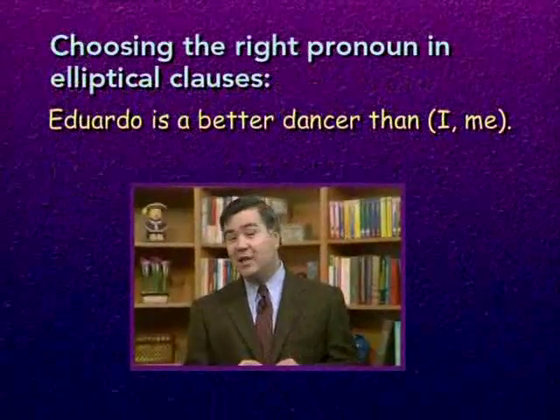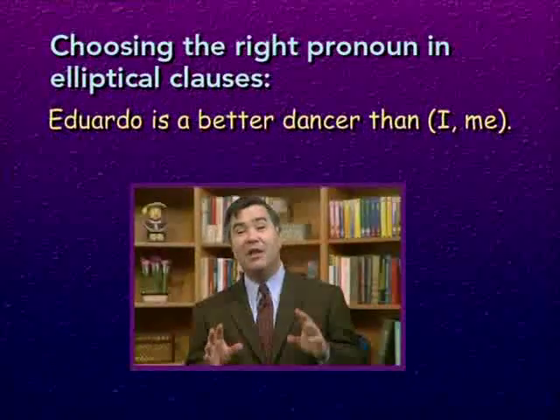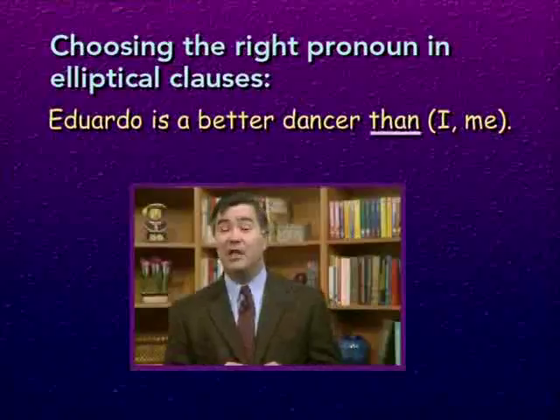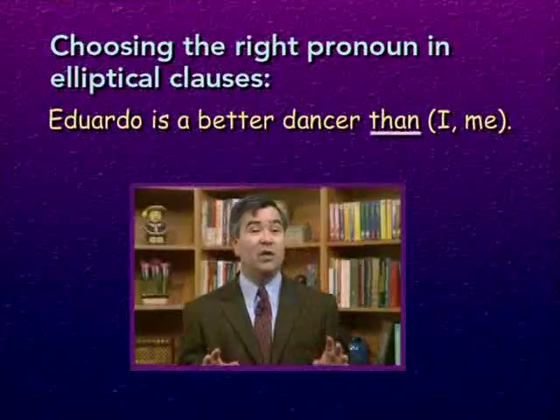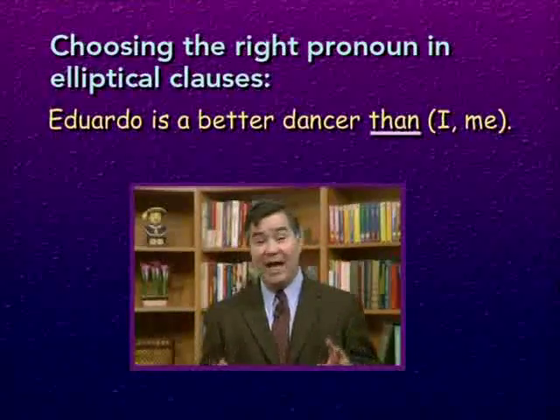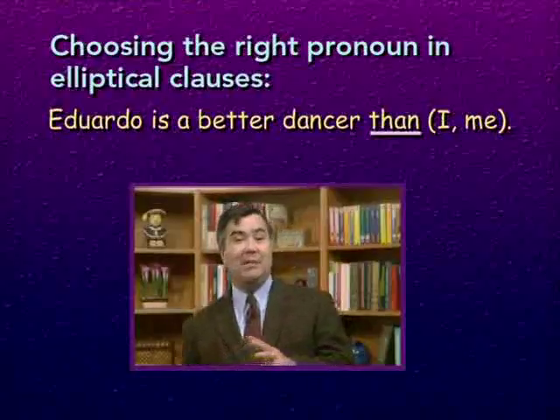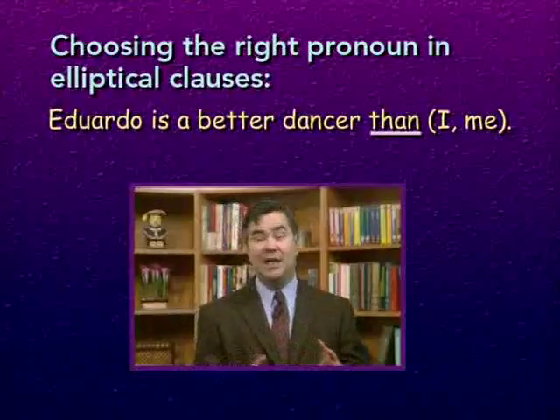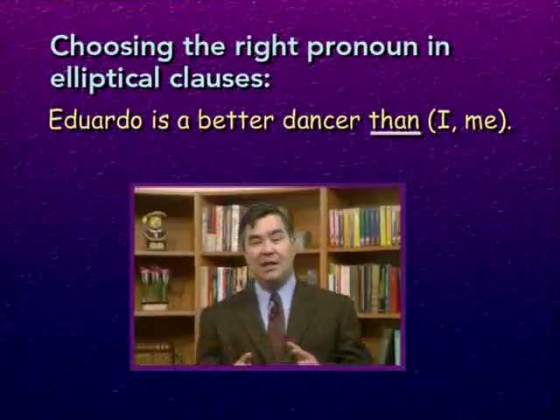Eduardo is a better dancer than I or me. Okay, we have the word than, which is one of the telltale signs that we're dealing with an elliptical clause, a clause from which some words have been omitted. Remember, these will begin with than or as. Now, in this case, if we were to fill in the missing words or the missing ideas, what would those last few words of the sentence say?